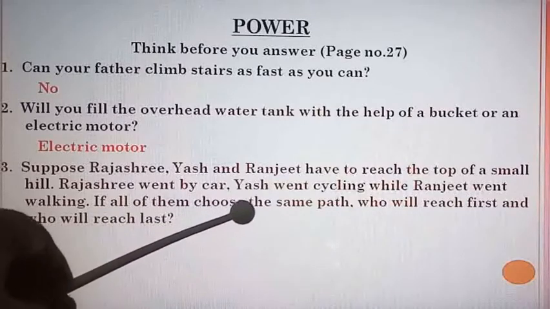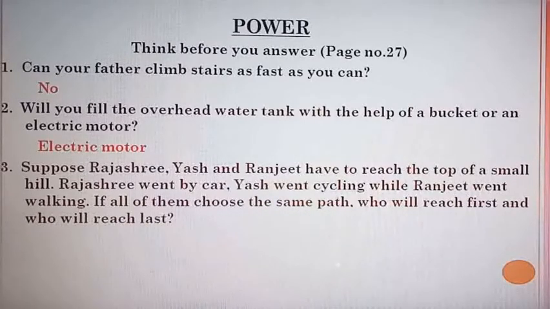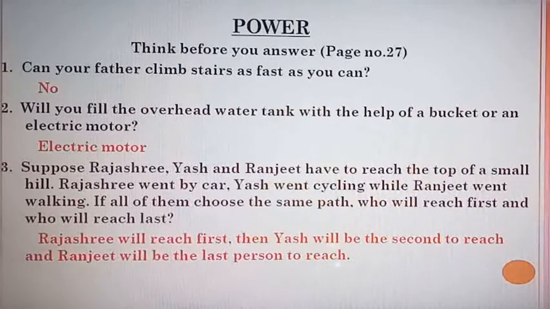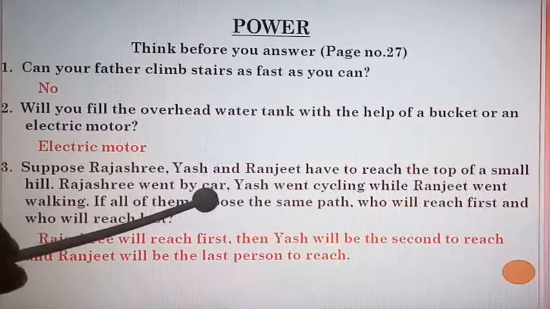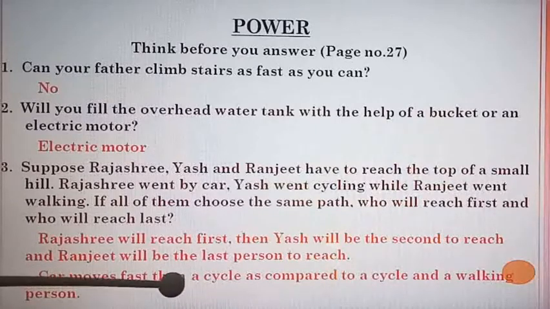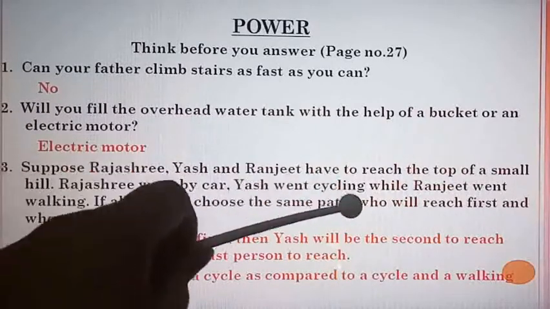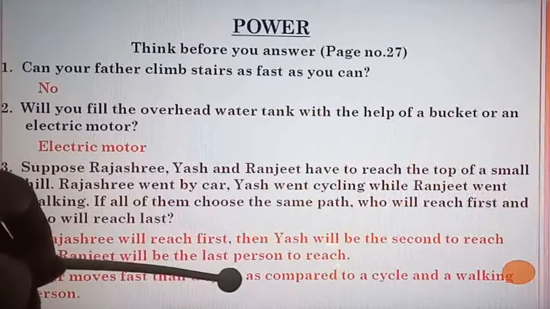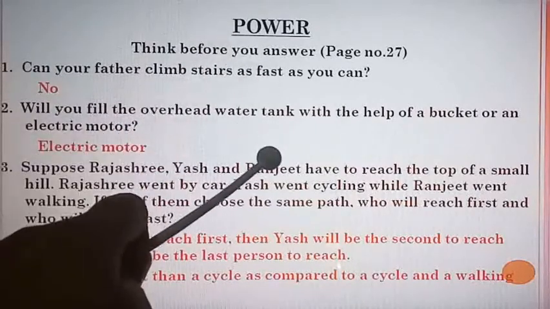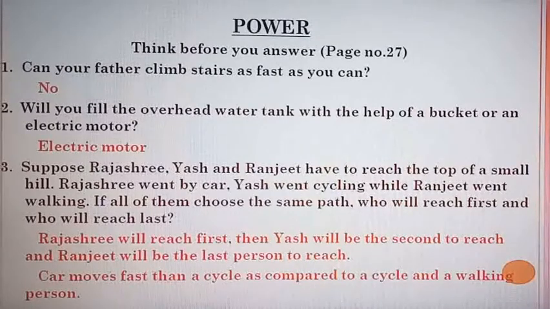If all of them choose the same path, who will reach first and who will reach last? And there we had seen Rajeshri will reach first, Yash second and Ranjit last. Why? Because even though the path to the top of the hill is the same, Rajeshri is making use of a car, so the car moves fast. Then second was Yash. Why? He went cycling, and a car moves fast as compared to a cycle and then compared to a walking person. So Rajeshri will go first, followed by Yash, and finally Ranjit will reach the top of the hill.